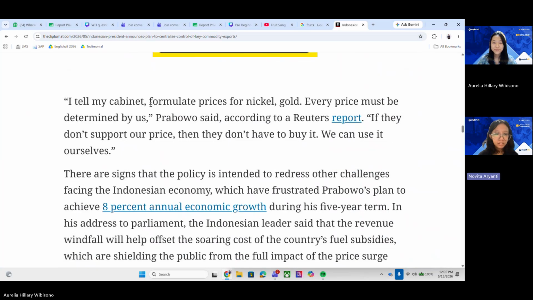I tell my cabinet to formulate prices for nickel and gold, right? Every price must be determined by us, Prabowo said, according to a Reuters report. If they don't support our price, then they don't have to buy it. We can use it ourselves.